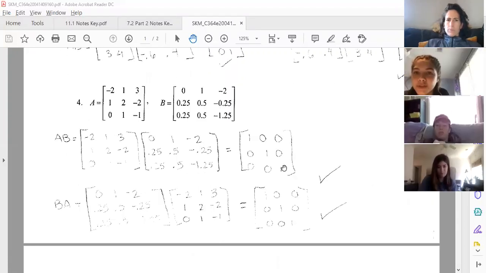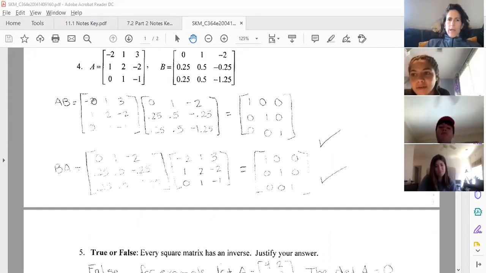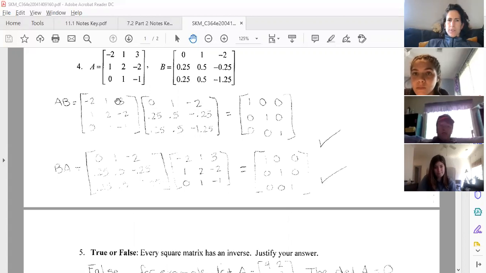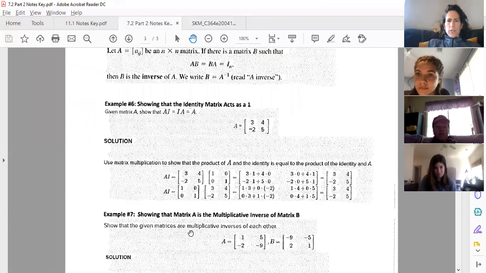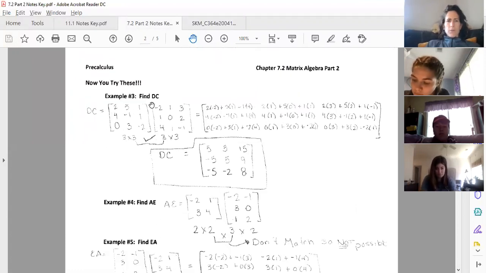So for 4, would you do the second column times the second row? Right. So to get 1, I did -2 times 0 plus 1 times 0.25 plus 3 times 0.25. And then to get my next entry, I multiply the first row times the second column, and the first row times the third. So you go back and look at matrix multiplication; you just have to know where to multiply. For example, in number 3, which I laid out here, to find this first entry you see how I multiplied the first row and the first column.